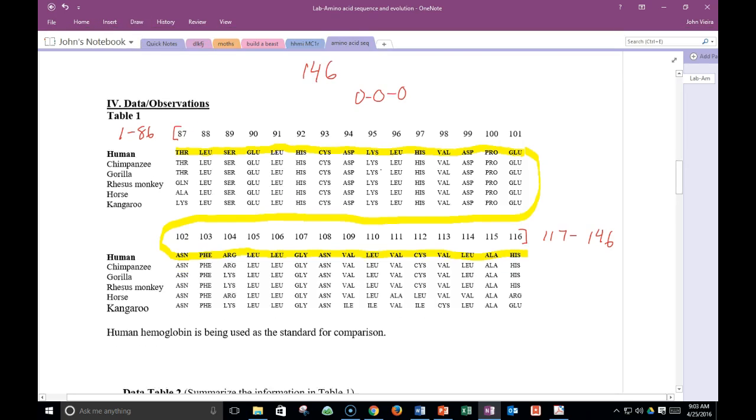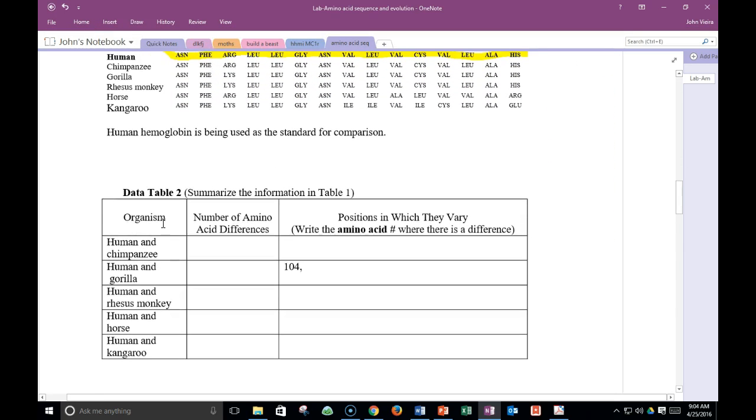So here's what you do. You're going to put that in the data table right here. Between a human and a chimpanzee, there are 0 differences. You're supposed to write the amino acid number where there is a difference. Since there is no difference, there's no number to write.